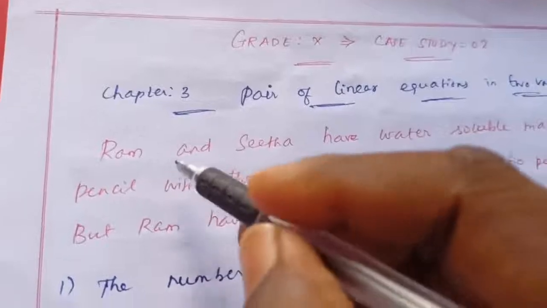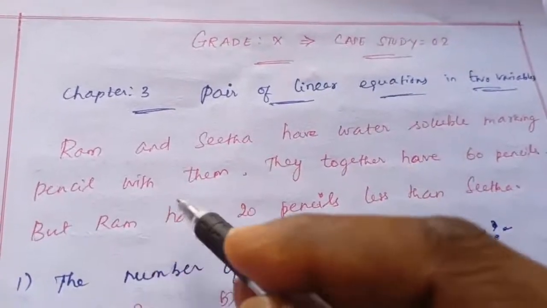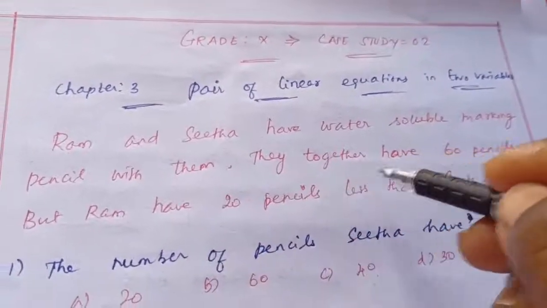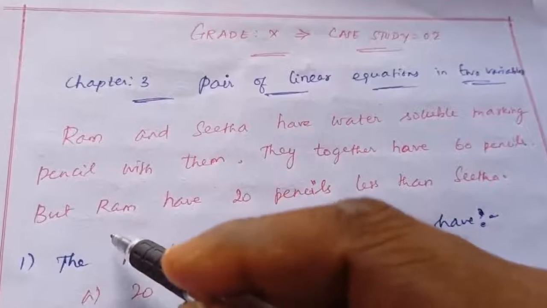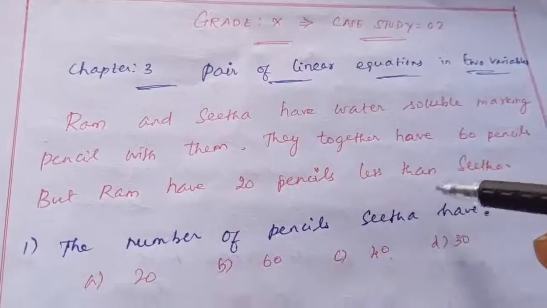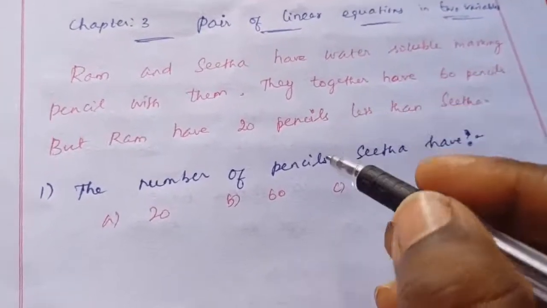What is the question? Ram and Sita have water soluble marking pencils with them. They together have 60 pencils. But Ram has 20 pencils less than Sita. So this is the question that is given.